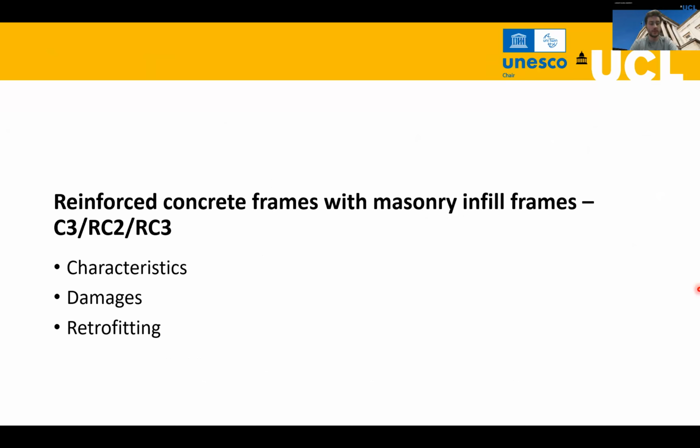So what we saw until now is the bare frames. Now let's see what happens with the masonry infills. In the FEMA 647, they are called C3, while in the GLOSSY approach, they are considered as RC2 and RC3.